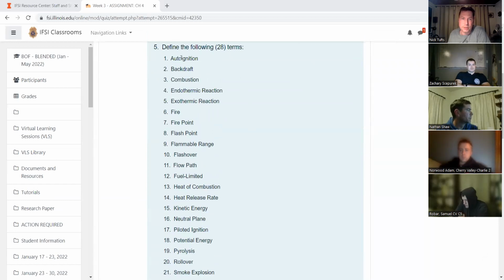So auto ignition, backdraft, combustion. You guys understand the difference between endothermic and exothermic, what that means and how it applies to firefighting? Okay. I think that's a key understanding, that the fire itself is an exothermic reaction, pumping out energy and heat. We're using the endothermic reaction of converting water to steam to pull energy out of that system. And when we pull more energy out than the fire can produce, we are now extinguishing the fire.